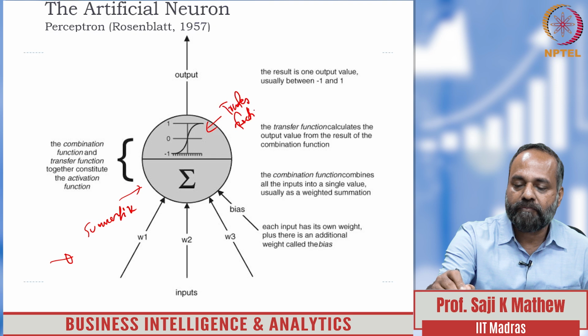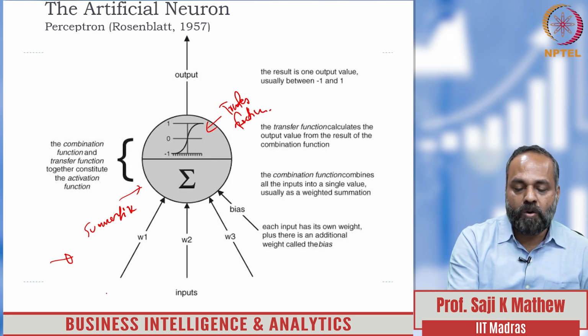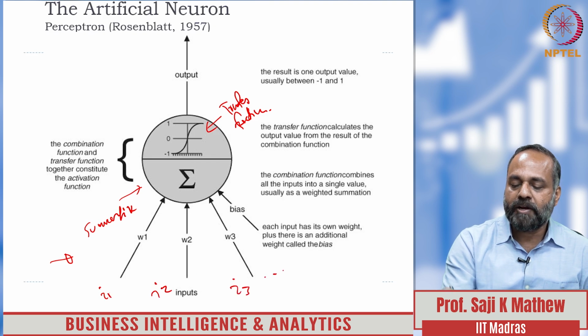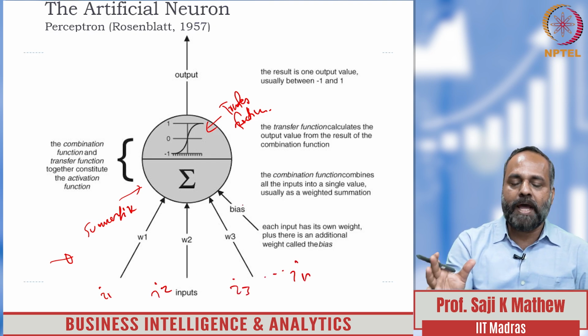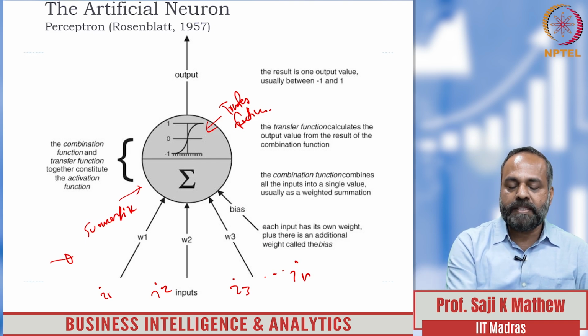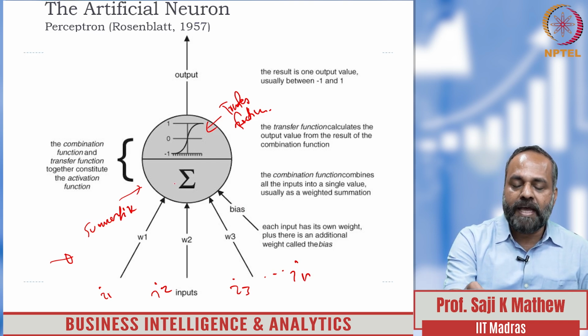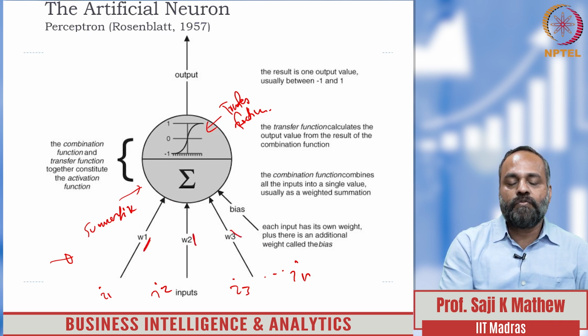You can see that these are all inputs. These inputs can be other neurons, the terminal nodes of other neurons. I1, I2, I3, there could be In, and there is also a fixed bias which a neuron has. When they connect with a given neuron, as I said, there is a connection strength which is decided by the weight of that connection. So W1, W2, W3 to Wn is the weight vector. I1 to In is the input vector.